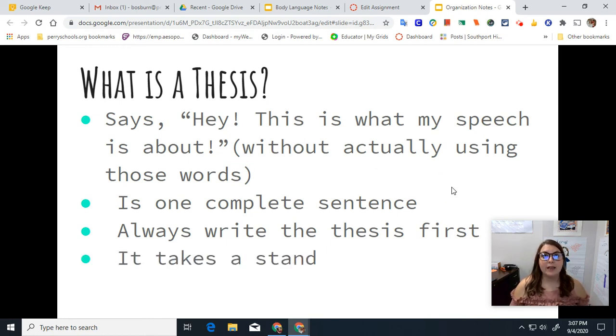It should take a stand. You should have an opinion. You should have an argument, a claim. It should have work to do, right? It can't just be a descriptive statement. And finally, it's not a question. You're not asking us, you are telling us. This is your thesis.